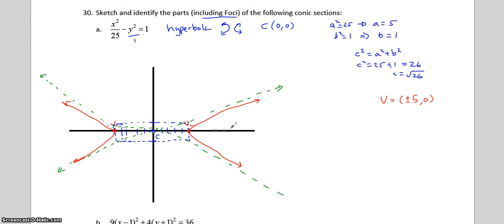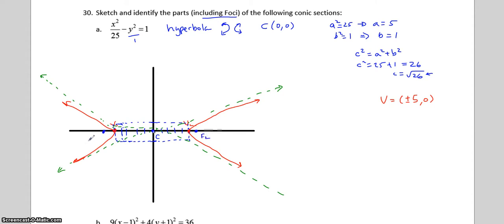And it looks like that's not a bad representation. Now we just need to put the foci in. I'll do that in blue here. Remember, the distance between the center and the focus is going to be C. That's going to be root 26, which is a little greater than 5. So the foci looks like it's going to be about right here and about right here. That's a little past 5.